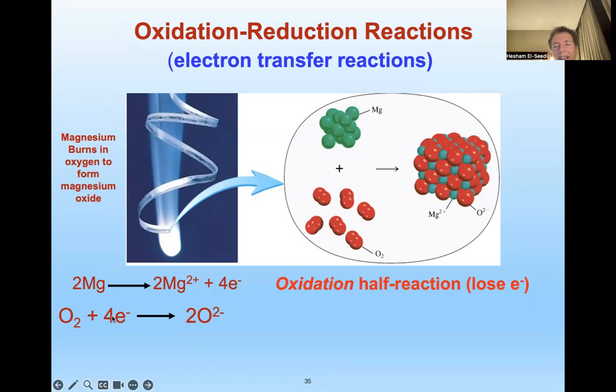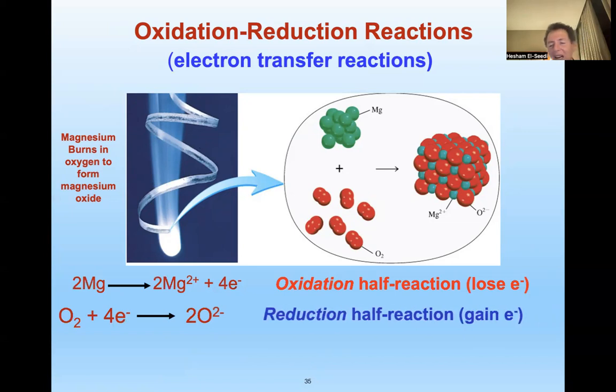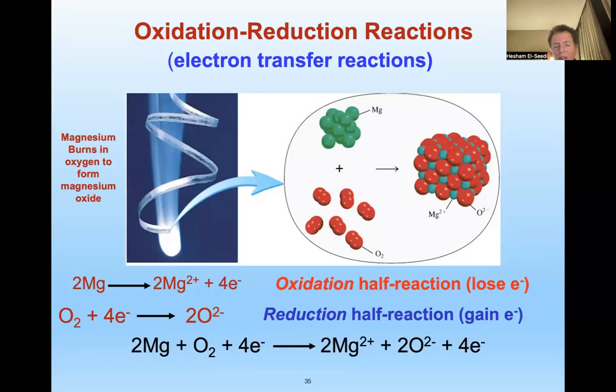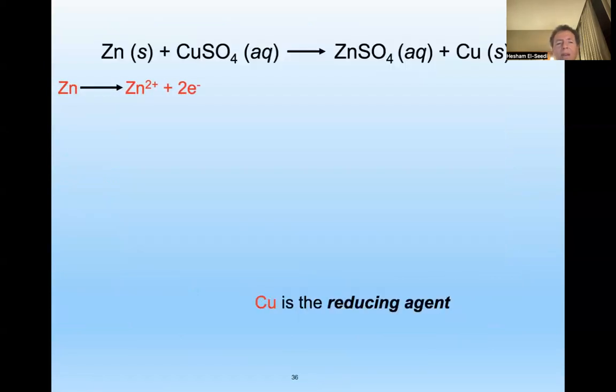So oxygen will gain electrons, right? It means it is a reduction reaction, or reduction half reaction. So it is gain of electrons. It means that the electrons are in the reactant, on the left-hand side. And the total net equation is, as you can see here, an oxidation reduction reaction, right? Then you practice it in the ionic form as well.